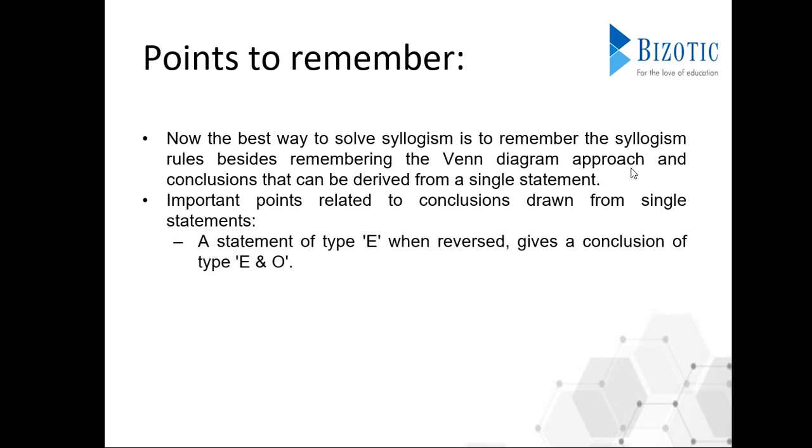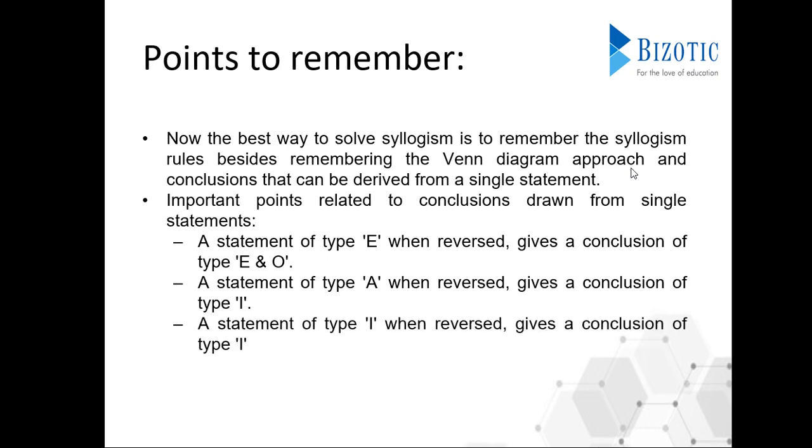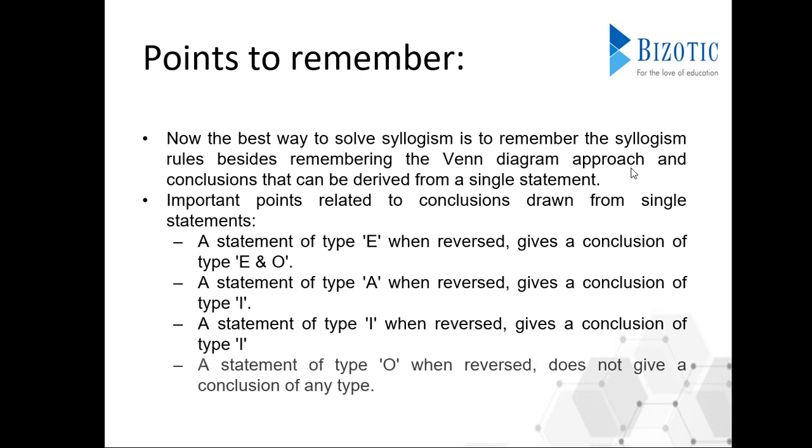The first one: a statement of type E, and E is universal negative, when reversed gives a conclusion of type E and O. When a statement of type A, and A is universal positive, is reversed, it gives a conclusion of type I. When a statement of type I, and I is particular positive, is reversed, it gives a conclusion of type I itself. A statement of type O, and O is particular negative, when reversed does not give a conclusion of any type.